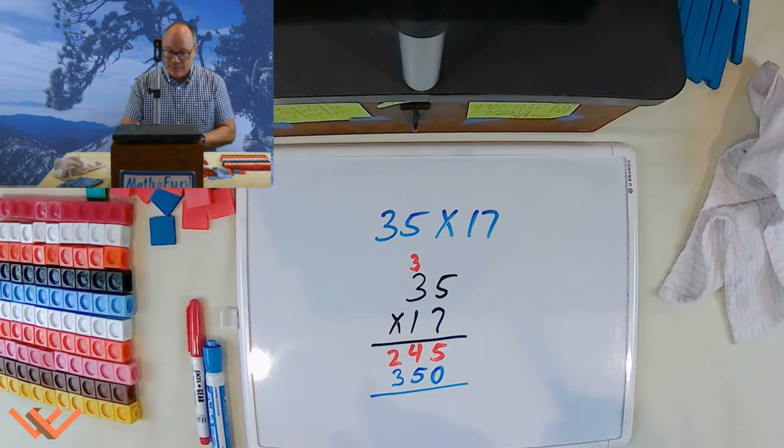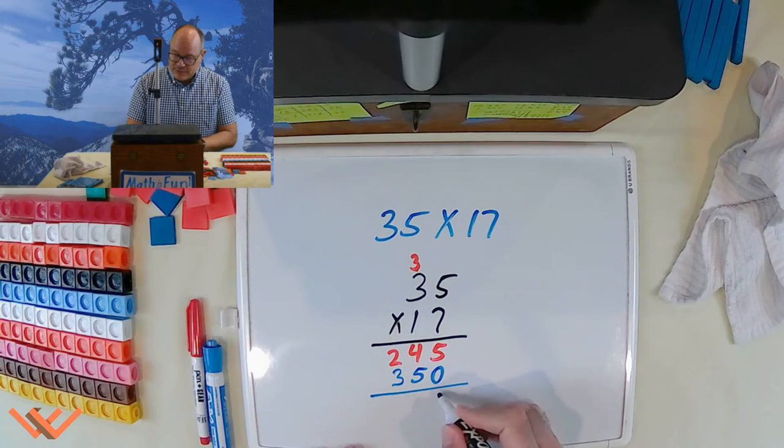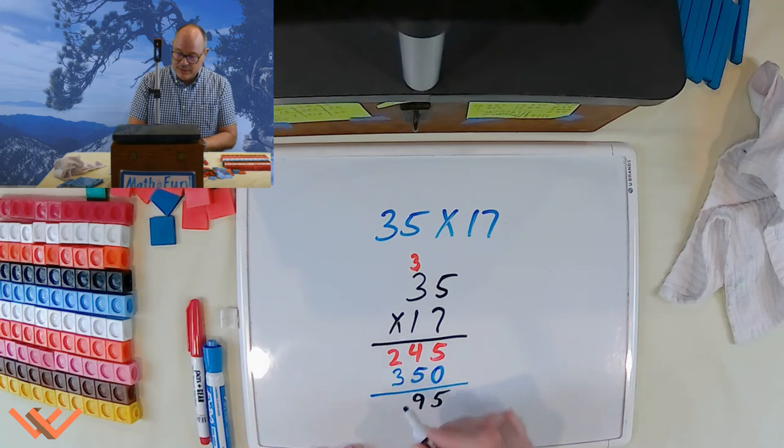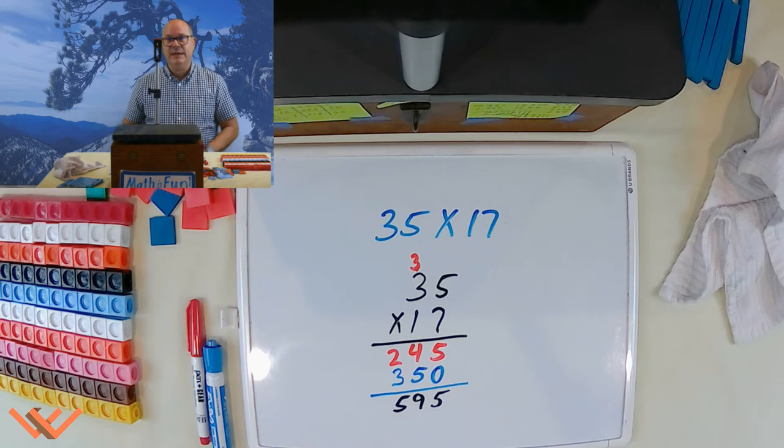I add everything up. Let's see if we get the same number. 5 plus 0 is 5. 4 plus 5 is 9, or 40 plus 50 is 90. And then 200 plus 300 is 500. 595. We got the same number. There's multiple ways to do this. I want you to figure out your way on how you want to do multi-digit multiplication.